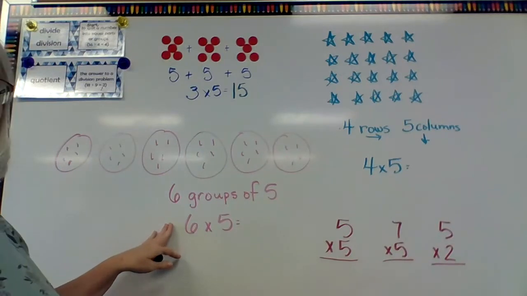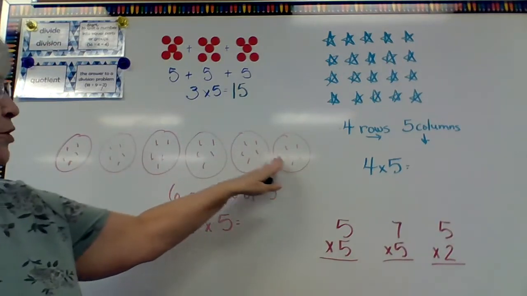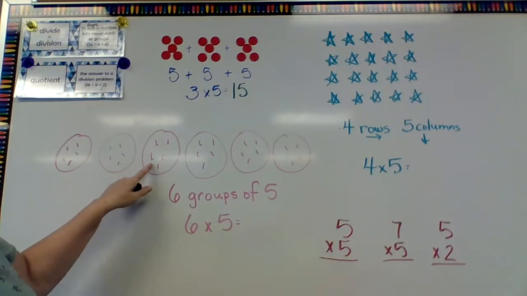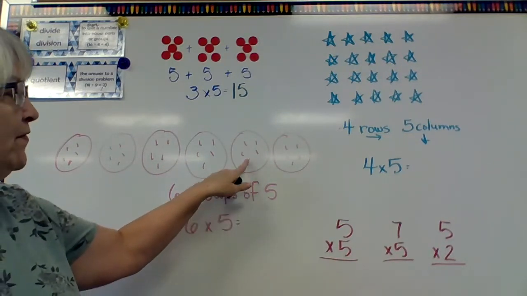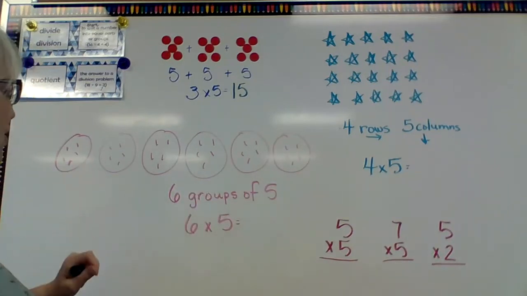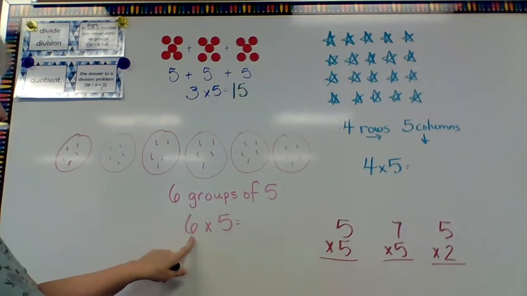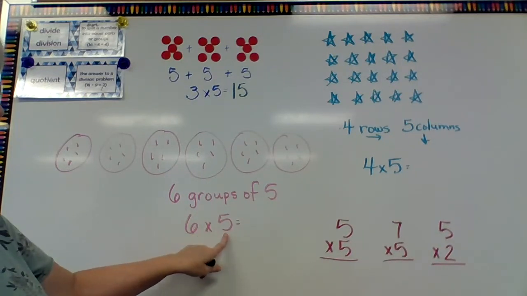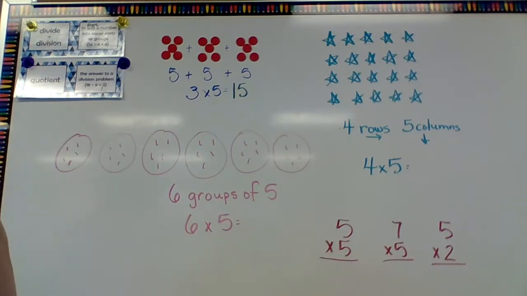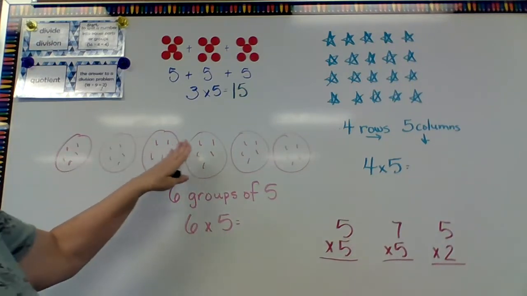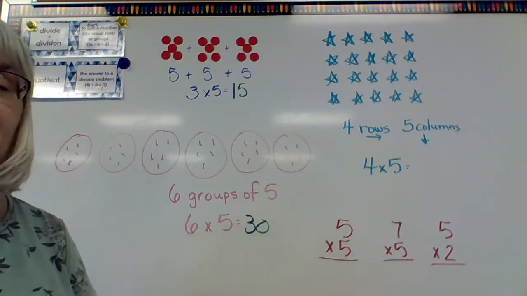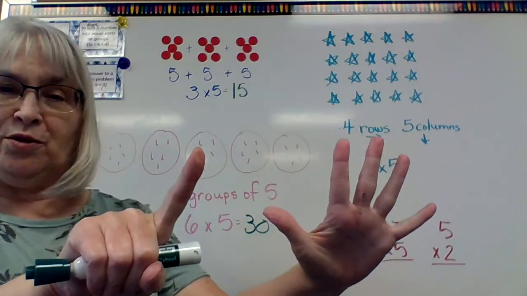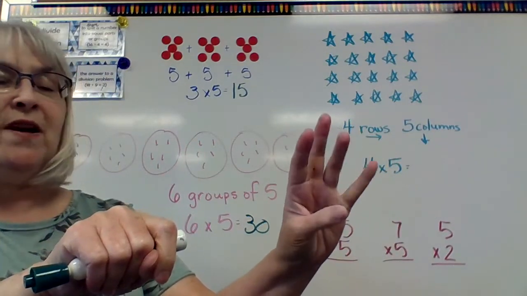All right, an equal group. Here are our groups. They are equal because they all have the same number. Okay, we look at how many groups are there? 6 groups of 5. That means there's 5 in each group. So when we write our multiplication sentence, we write the groups of first. How many groups? 6. What is in each group? 5. And then we count by 5s. 5, 10, 15, 20, 25, 30. Or you can even hold up 6 fingers to represent your groups. 5, 10, 15, 20, 25, 30.